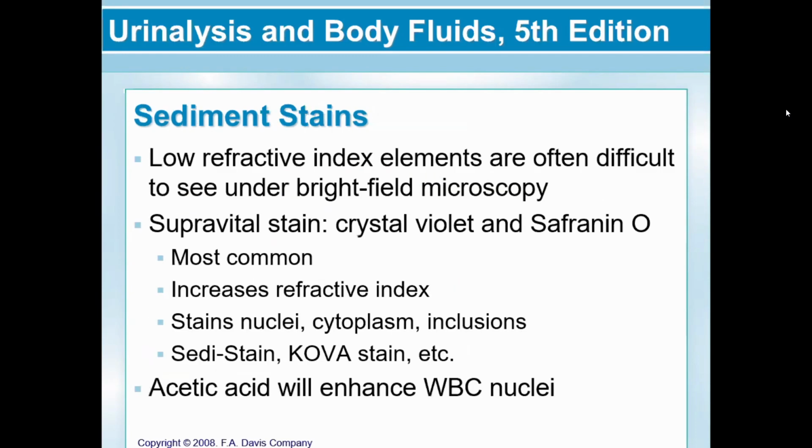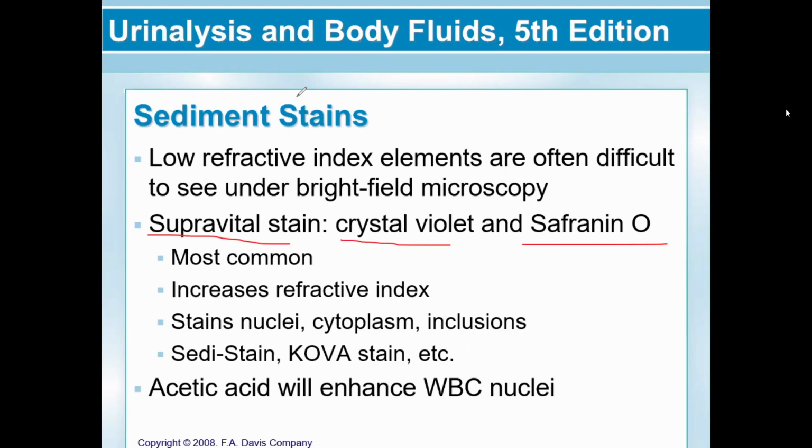So next, we have sediment stains. Ading, as we said earlier, it's very difficult to view our form elements because they have low refractive indices, especially when you are using a bright field microscope and your light is too bright, you can barely see them, they look like faint ghosts in your field. So sometimes, to better visualize these form elements, we can use stains. Examples are your supravital stains. For example, the supravital stain where we combine crystal violet and safranin O, that's your Sternheimer-Malbin stain.